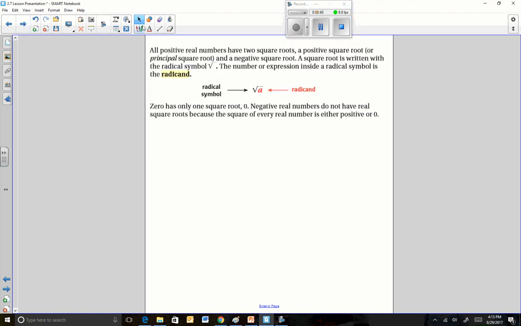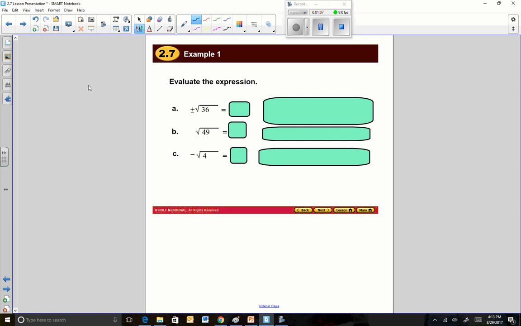On this page, I would like you guys to notice what is the symbol here. The little check mark looking symbol is called the radical symbol, so please make sure you note that. And then the radicand is what's underneath the radical. That's called the radicand, so that we all have common vocabulary. All right. Let's take a look at our next page.